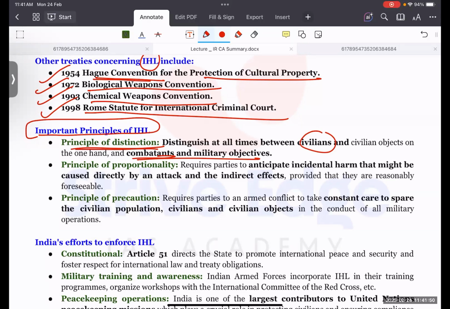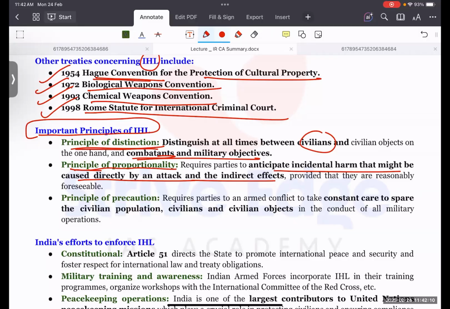It is important. Next, the principle of proportionality means any incidental harm that might be caused directly or indirectly by an attack. Suppose there are some thousands of civilians present in one particular place, and then some 10 to 15 militants have joined in that mob. So now you have to establish a principle of proportionality.